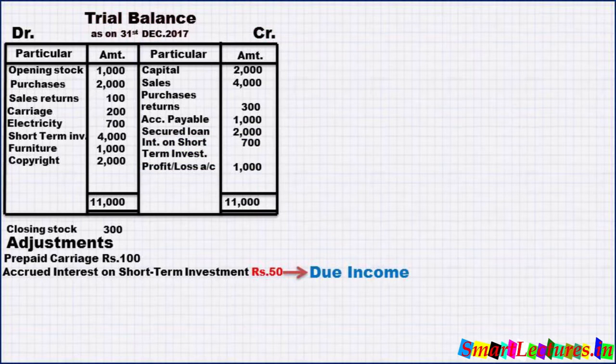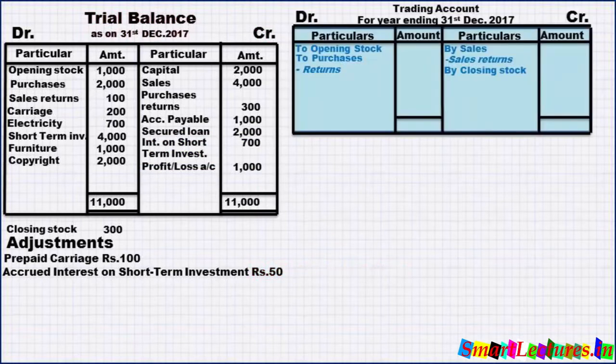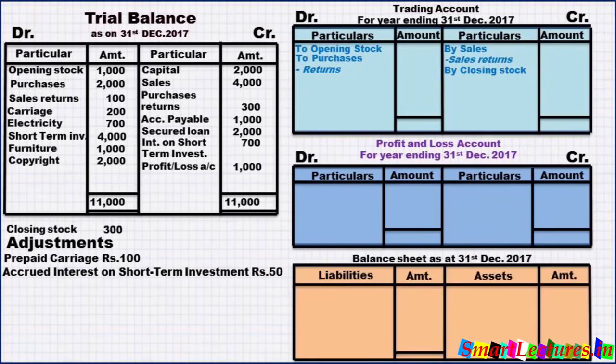So first of all, let's make trading account, profit and loss account and balance sheet. Trading account for the year 31st December 2017, opening stock, purchases minus purchase returns, and on credit side by sales minus sales returns, by closing stock. Then profit and loss account on credit side by gross profit, and in balance sheet on liability side capital plus net profit minus drawings, and on asset side closing stock. So we are ready with the formats.